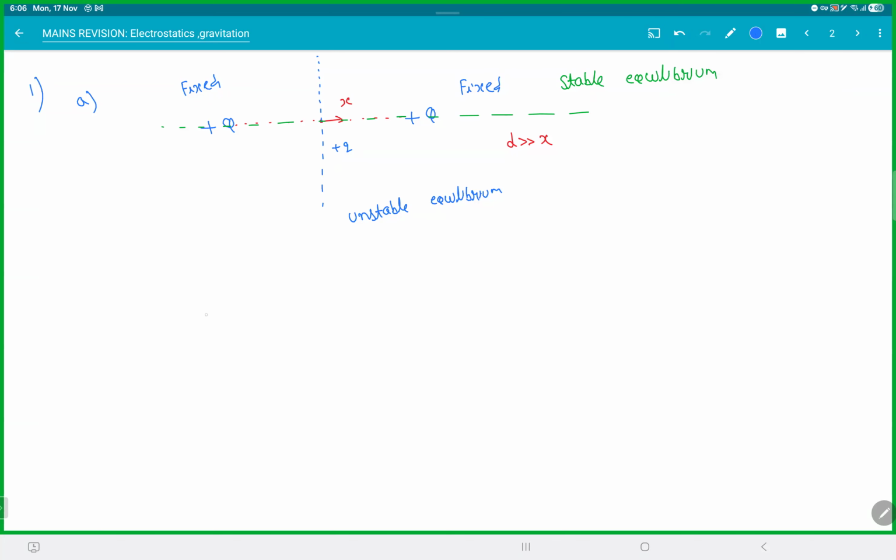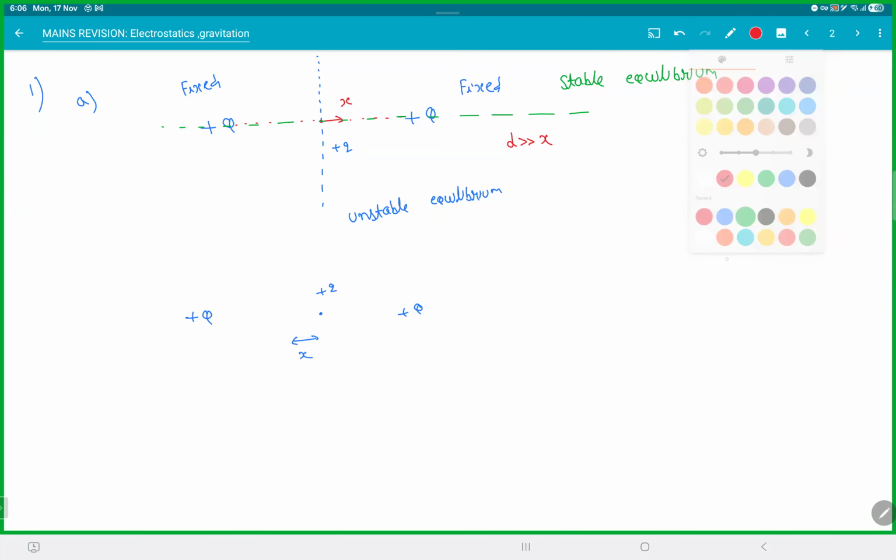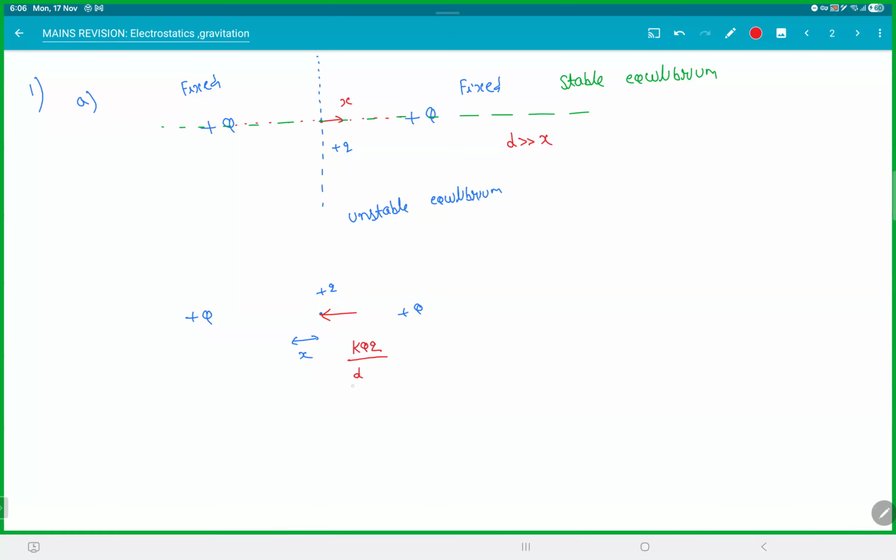So how do we solve this? Plus Q, let it be displaced by small x. Then this plus Q is pushing with what force? kQ by (d/2 minus x) whole square. This one is pushing with the force of kQ by (d/2 plus x) whole square. And the acceleration will be this way.